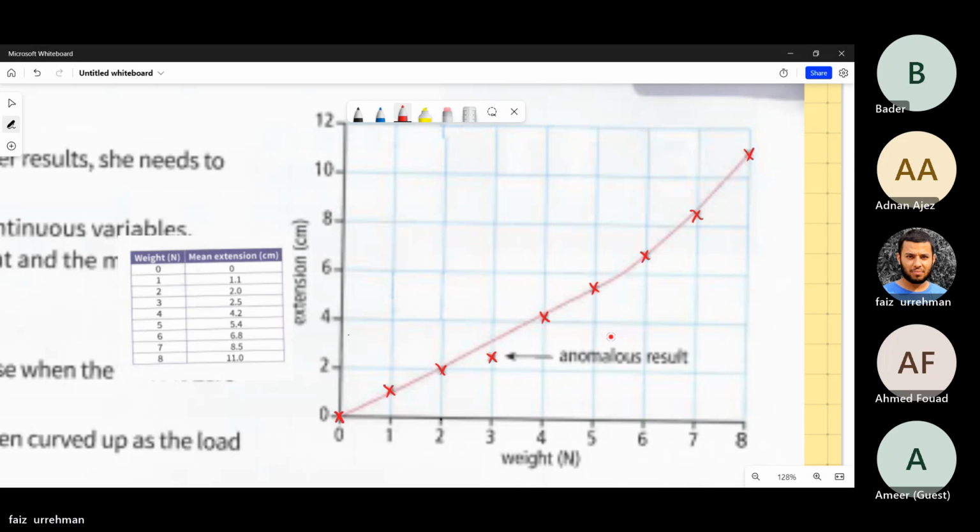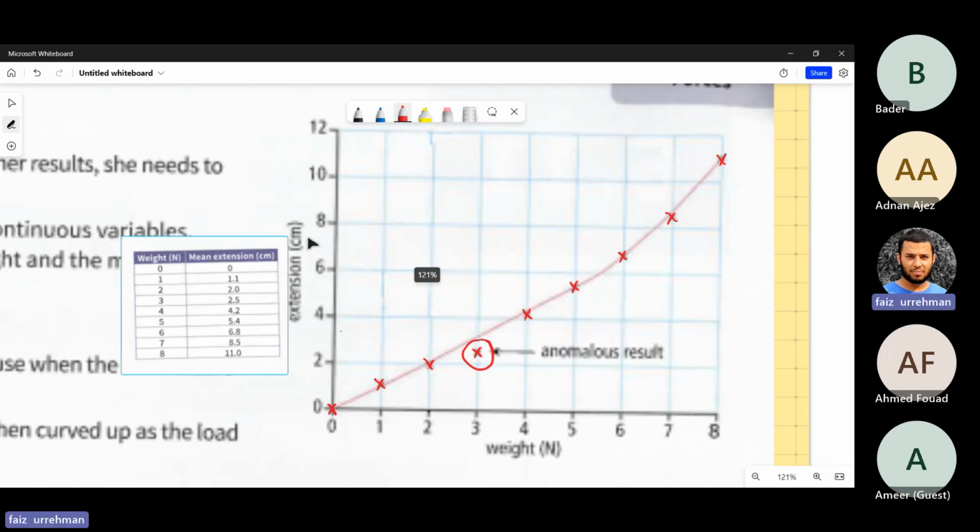And she is seeing that after joining them, one point is not lying on this line. One point is slightly away. Now we will see why it is away.